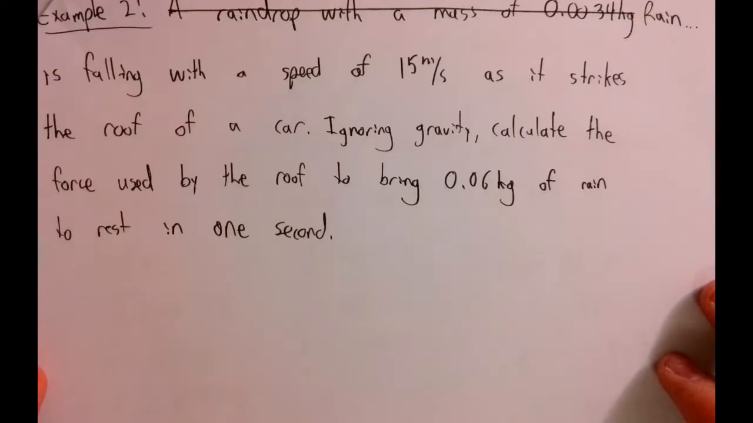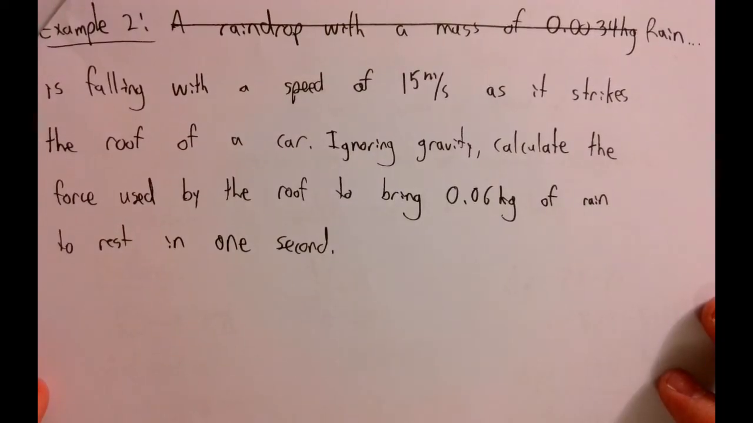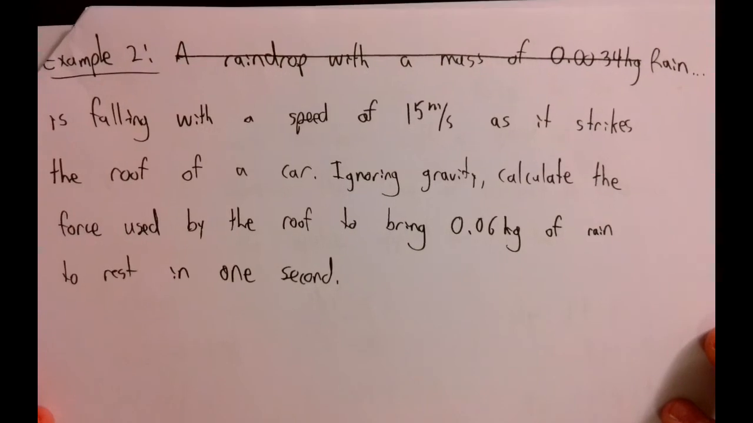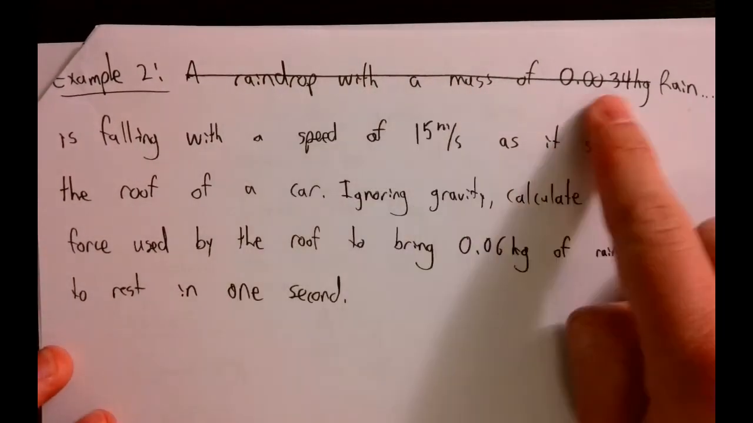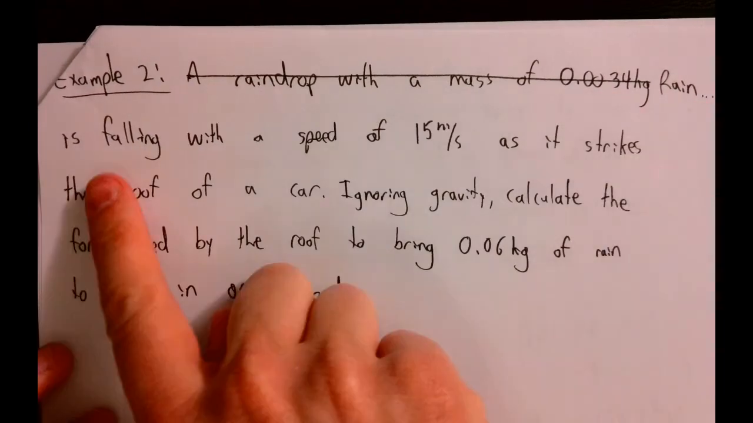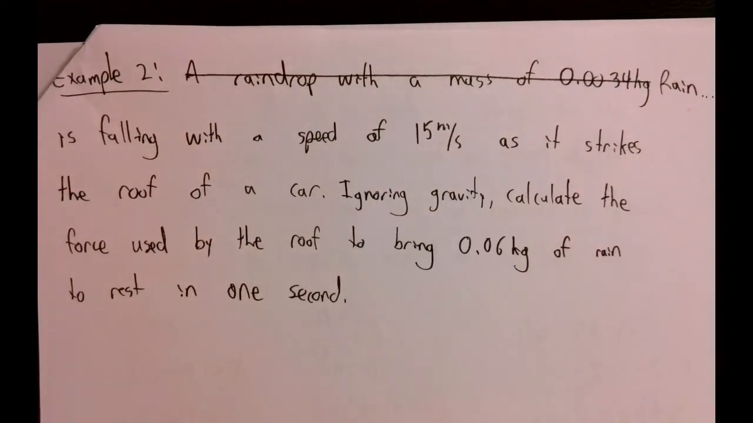Rain is falling with a speed of 15 meters per second as it strikes the roof of a car. Ignoring gravity, calculate the force used by the roof to bring 0.06 kilograms of rain to rest in 1 second. Okay, so make sure you write down the problem, take a quick pause and write it down.